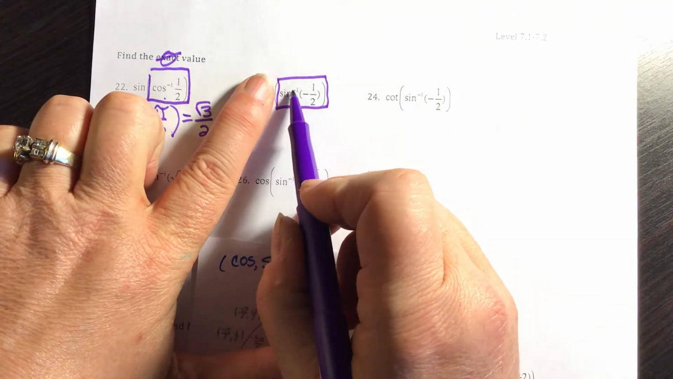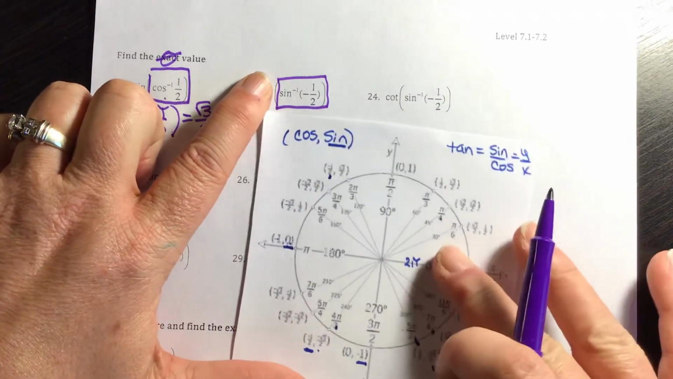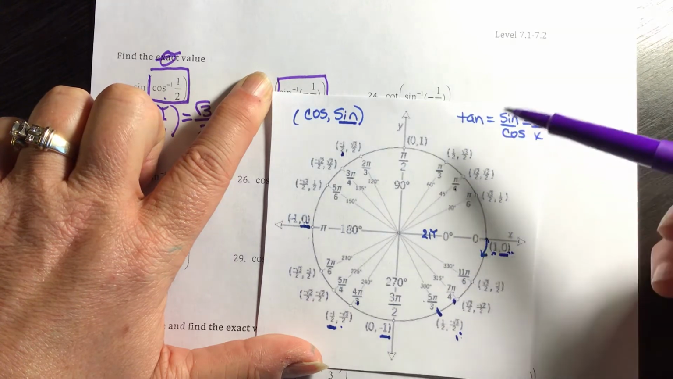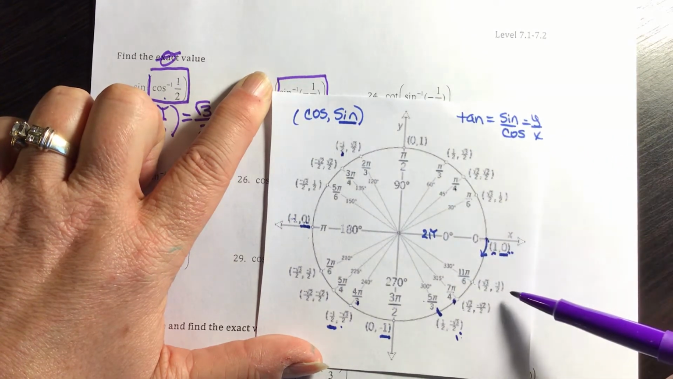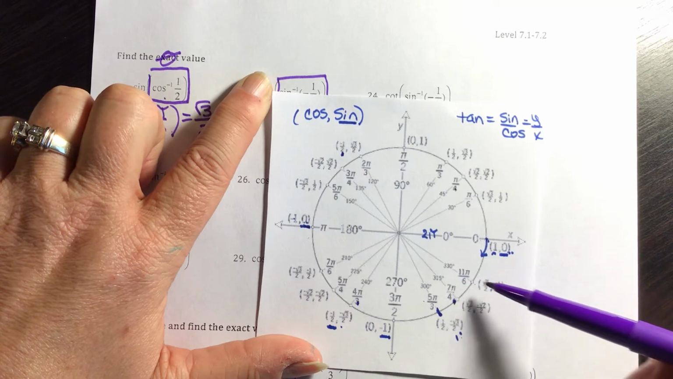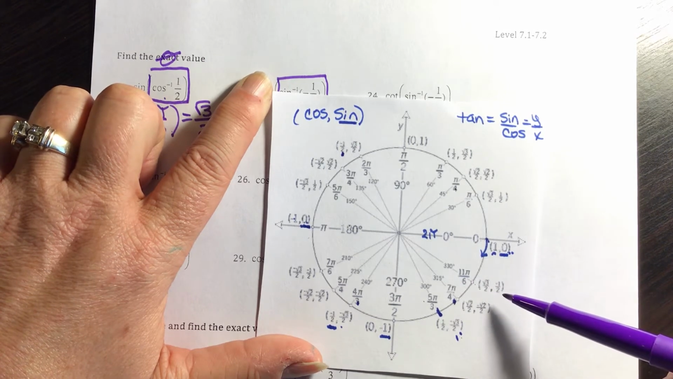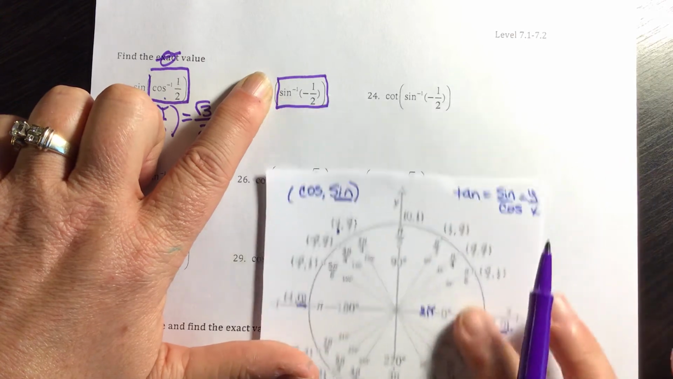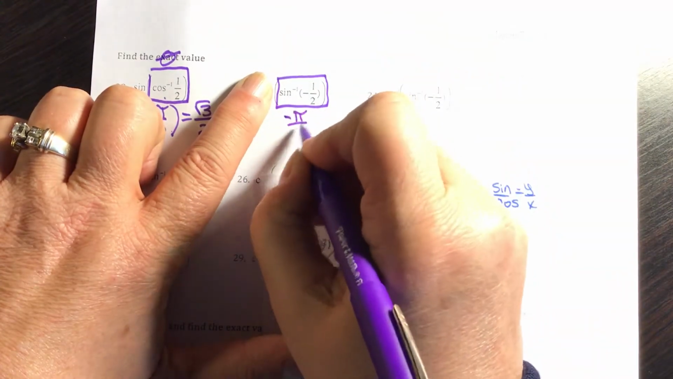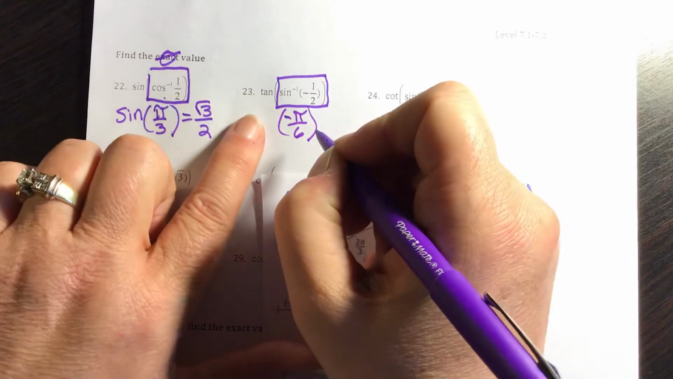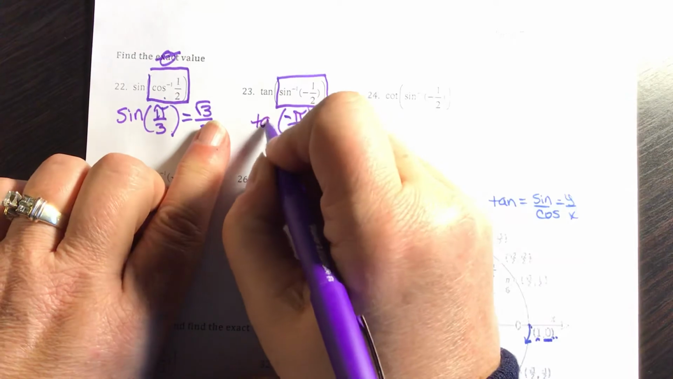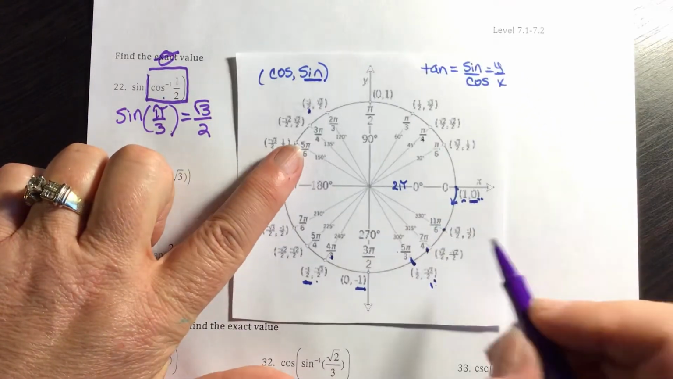So what angle has sine of negative 1/2? Sine is in quadrants 1 and 4 for inverses. Negative 1/2 in sine would be this angle. If I put it into the correct domain, I'm going to have negative pi over 6. It's still this angle here. So negative pi over 6. And now I'm finding the tangent of negative pi over 6.